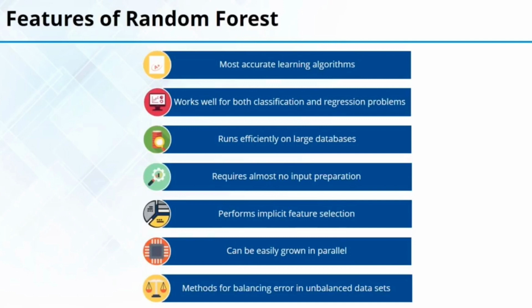It is the most accurate learning algorithm. It works well for both classification and regression problems. It runs efficiently on large databases. It requires almost no input preparation. It performs implicit feature selection. It can be easily grown in parallel. It has methods for balancing error in unbalanced datasets.